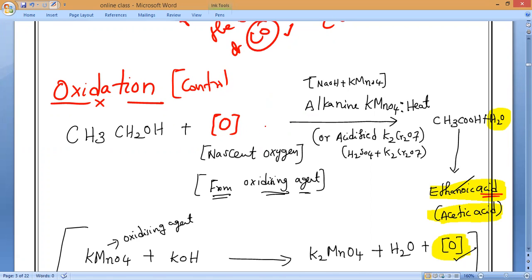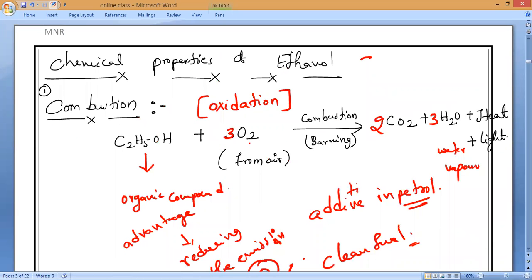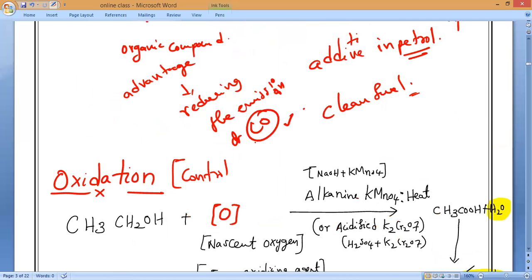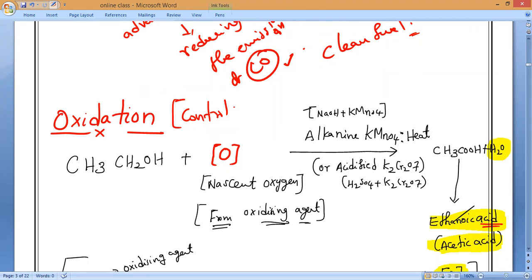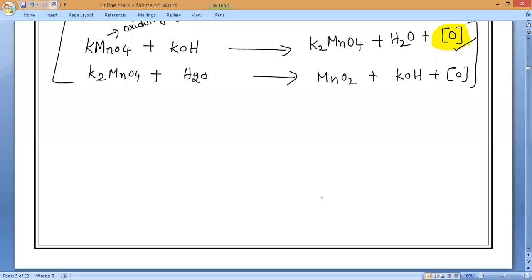If I keep O2 here, what will happen? It will lead to the production of carbon dioxide, water, heat and light. That is why I am taking O. That is why it is called controlled combustion. Instead of O2, we are going with only O. That O is called nascent oxygen, highly reactive oxygen, so that it will form ethanoic acid. Any doubt, anybody? Clear? Next, third one and fourth one, most important reactions.